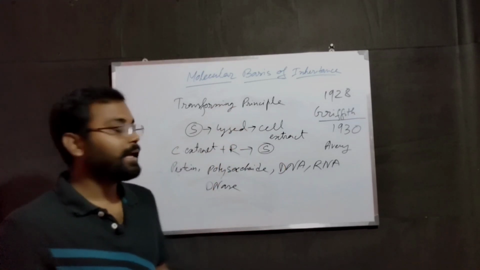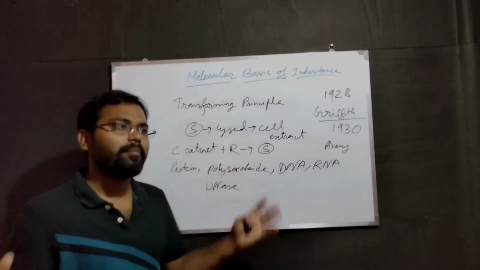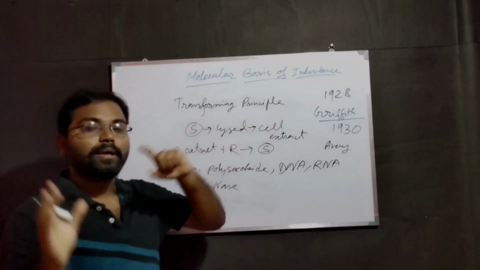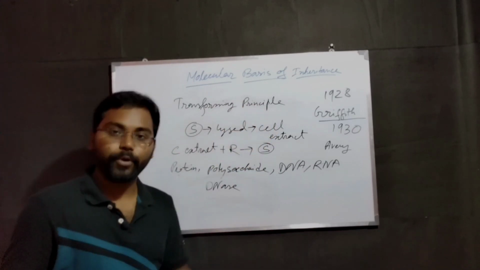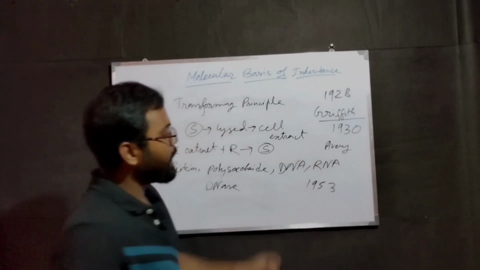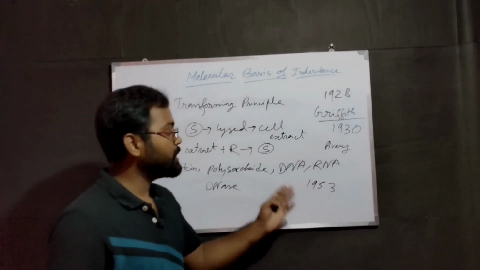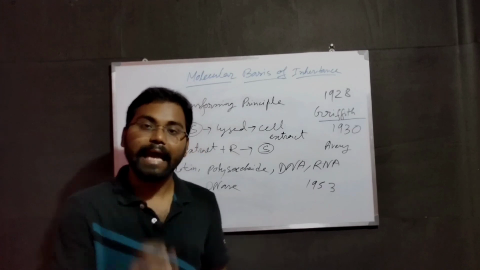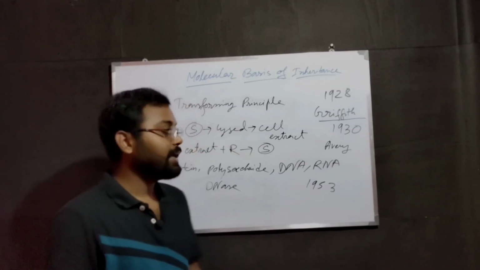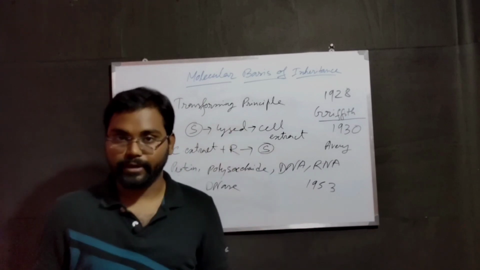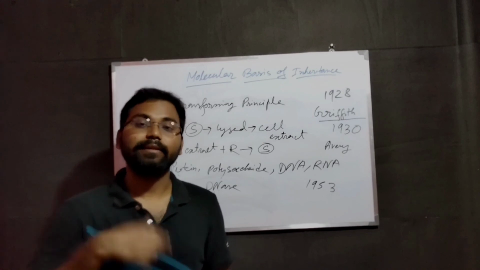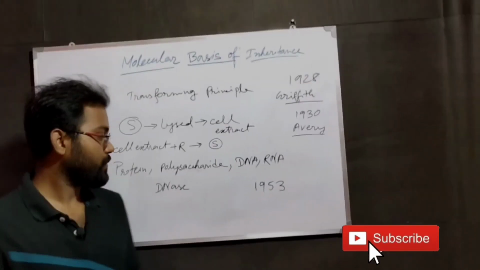But at that time, most of the scientists thought that the transforming principle was protein. In 1953, Hershey and Chase published a paper that provided more evidence that DNA is the genetic material. We will discuss their experiment in the next class.